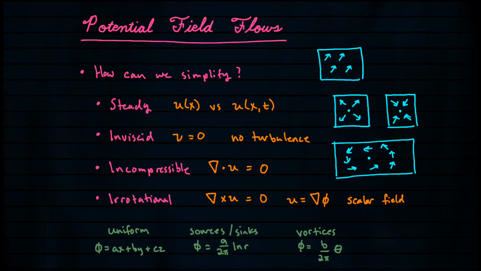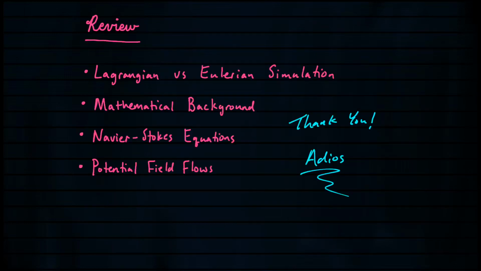So let's go ahead and review. We were talking about Lagrangian versus Eulerian simulation. We went over a mathematical background, including four differential operators: the gradient, the divergence operator, the curl operator, and the Laplacian. And then we took a look at the Navier-Stokes equations and turned it into a form that's a little bit more usable for us in computer graphics. And finally, we talked about potential field flows. In other words, can we make some assumptions about the flow? And we talked about being able to simulate uniform flow, sources, sinks, and vortices.